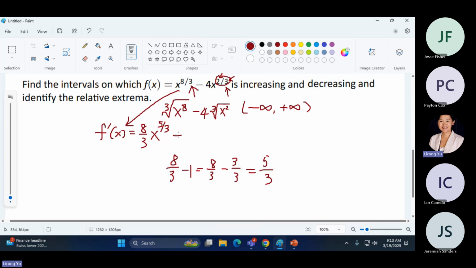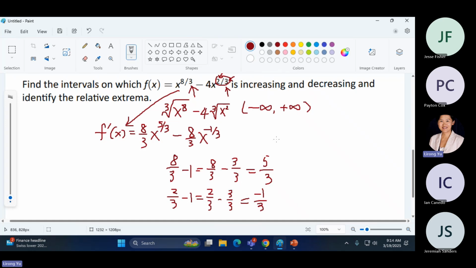Second term, you move over 4 times 2 over 3. 4 times 2 is 8, so it's going to be 8 over 3. And x to the power of, the power is 2 over 3, but when you differentiate, you have to subtract 1. So the power is 2 over 3 minus 3 over 3. Now they have the same denominator, so you keep the denominator and subtract the numerators: 2 minus 3 is negative 1. So it's actually x to the negative 1 over 3 power. So that will be the differentiation process.